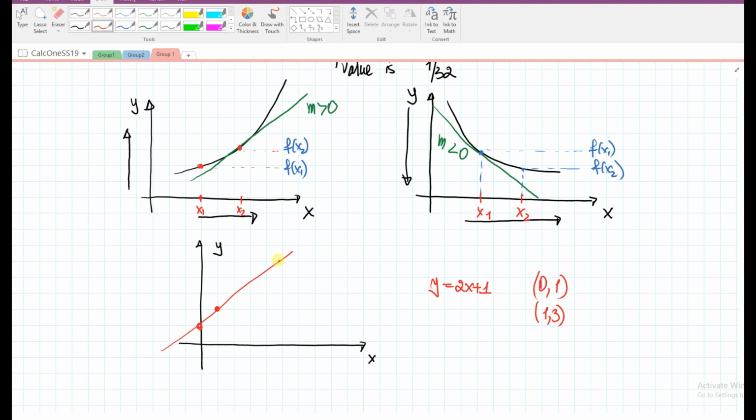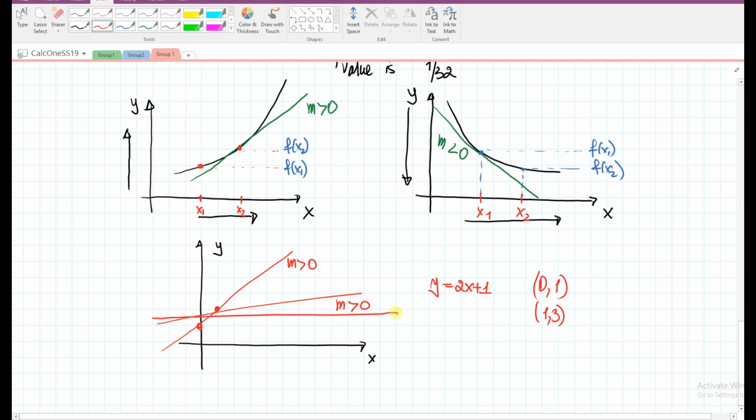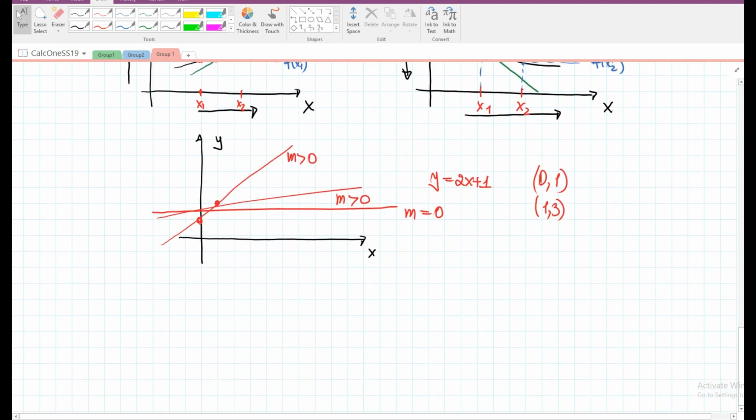So now let's try to draw the function. Do you see that this is positive? Okay? If your function looks like this, the slope is positive or negative? Positive, right? So m is positive. If your function is like this, then m is 0. Okay? The slope is 0. Yes, m is slope.